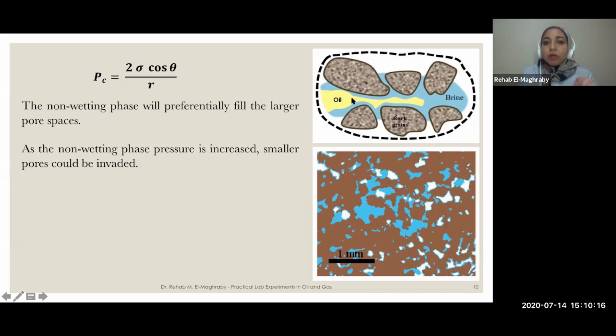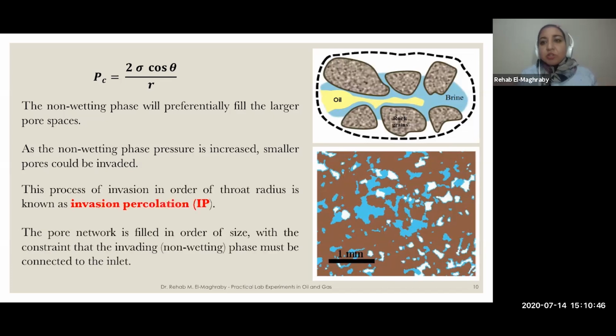So at this small pressure, if the radius of the throat is large, the oil can invade until it faces a very small throat, which needs a higher capillary pressure to be applied. It will stop. It will not advance. So the oil will advance from one pore to the other, and keep advancing as long as the pressure is enough to invade the next pore. This is called invasion percolation.